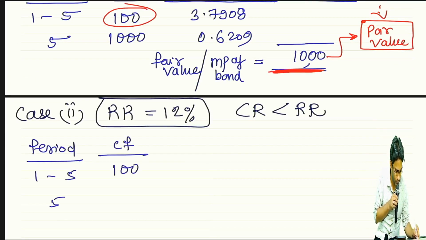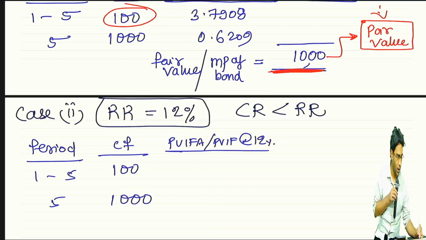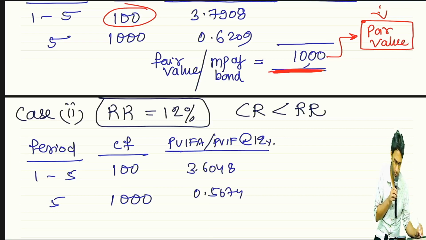Cash flows will not change. Coupons and maturity value will not change. My discounting rate will be based on my required return, which is 12%. The factors should be 3.6048 and 0.5674, as we did in the previous sum. Present value of cash inflows.